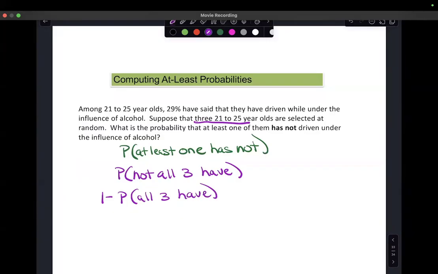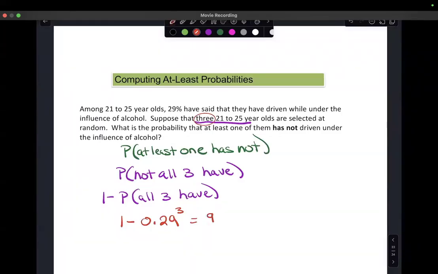Okay. So what this looks like, 1 minus 0.29 to the third power. And it's because we have three different values that we go do it to the third value. No, it's because there's three different people. We have three people in our sample. Oh, okay. Yeah, because we have three people in our sample, we're raising it to the third power. Oh, makes sense.